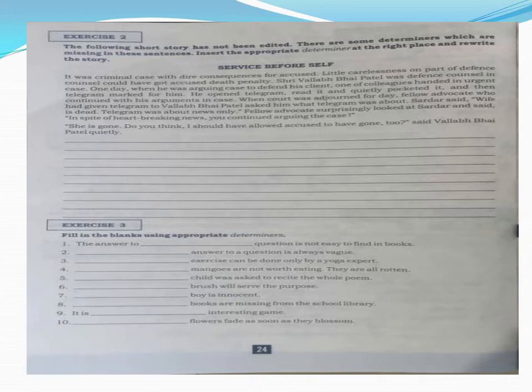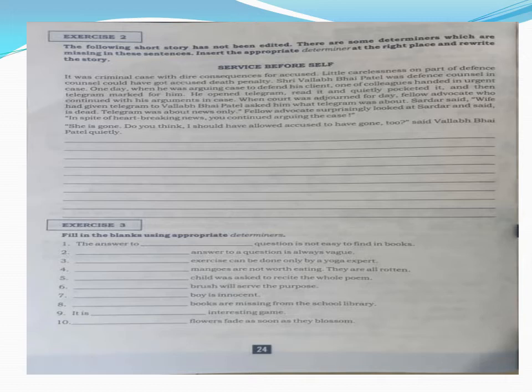Then here: answer dash answer to a question is always vague. Here we are pointing out, and how many answers? One is there. So, This answer to a question is always vague. So you have to use the demonstrative determiner this. Understand?